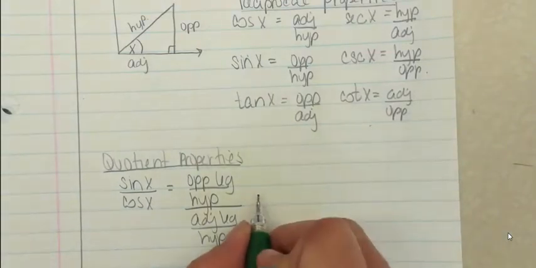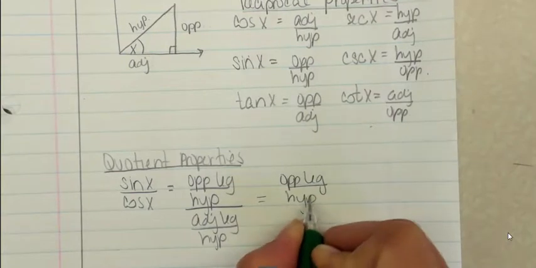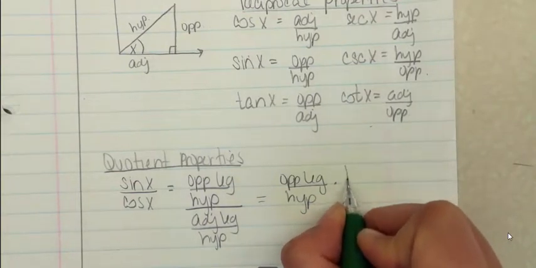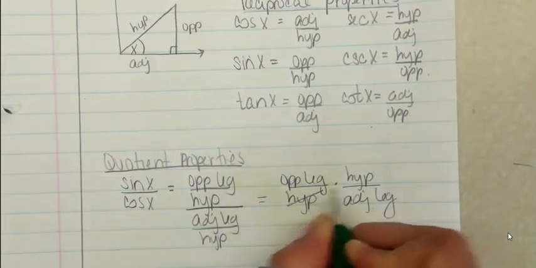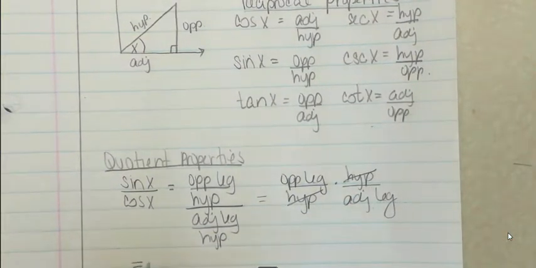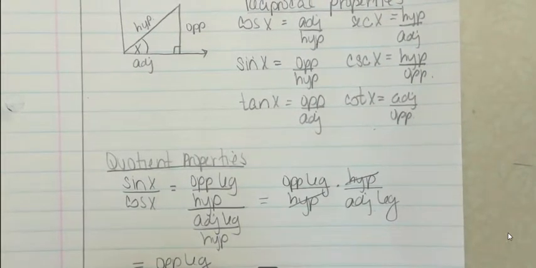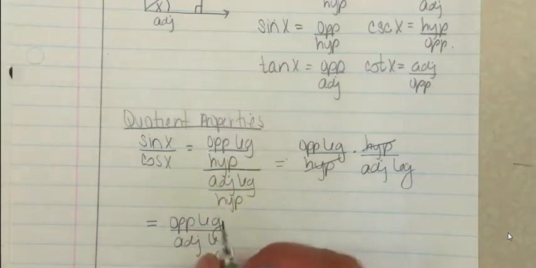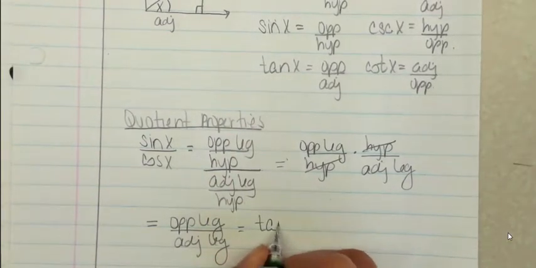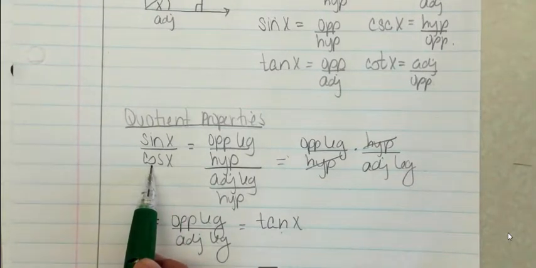Okay, so what does this actually equal? Well, this is opposite leg over hypotenuse multiplied by the reciprocal, hypotenuse over adjacent leg. Those reduce. And what I'm really left with then is opposite leg over adjacent leg. Well, what is opposite leg over adjacent leg? That's tangent, right? So we just proved that tan x is the same thing as sine over cosine x.